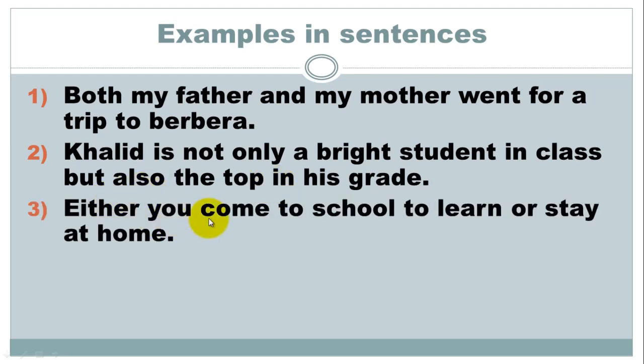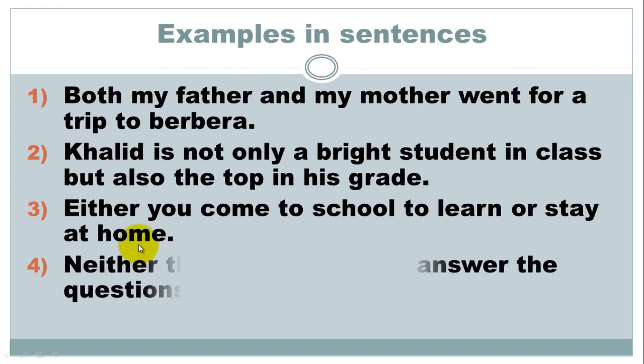Either you come to school to learn or stay at home. So you have two options. You can stay at home or you can come to school and learn. So there are two options. You choose. Either you're going to stay at home or you come to school. So there's a choice there.